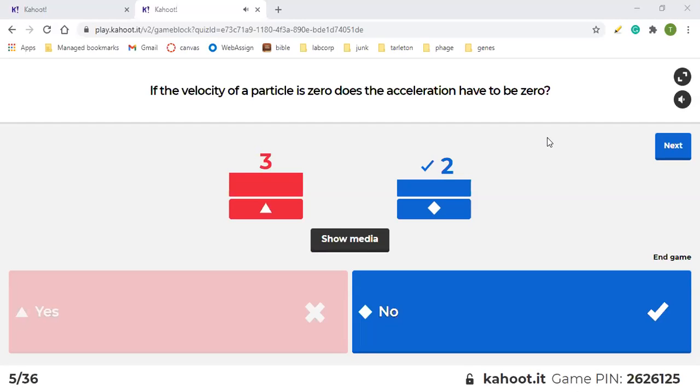If velocity is 0, the acceleration does not have to be 0. An example of this is if you toss something up in the air, like a rock or a ball. At the peak, your velocity is going to be 0, but because it's an object in free fall, it's always going to have the constant acceleration of negative 9.8 meters per second squared.